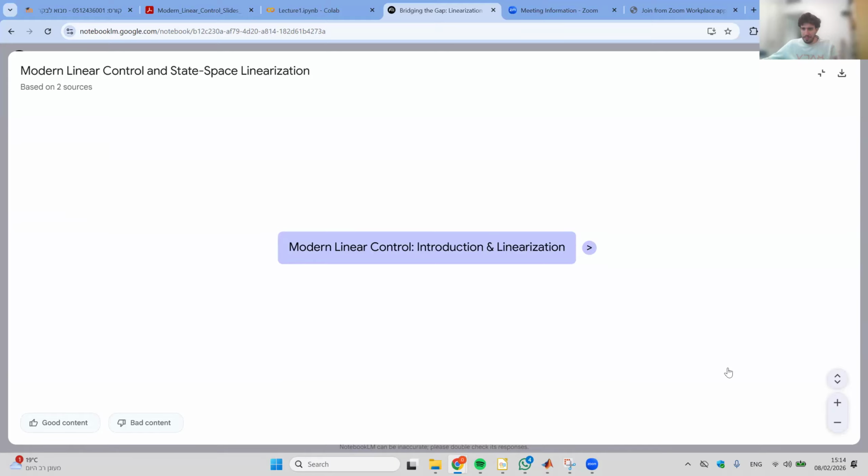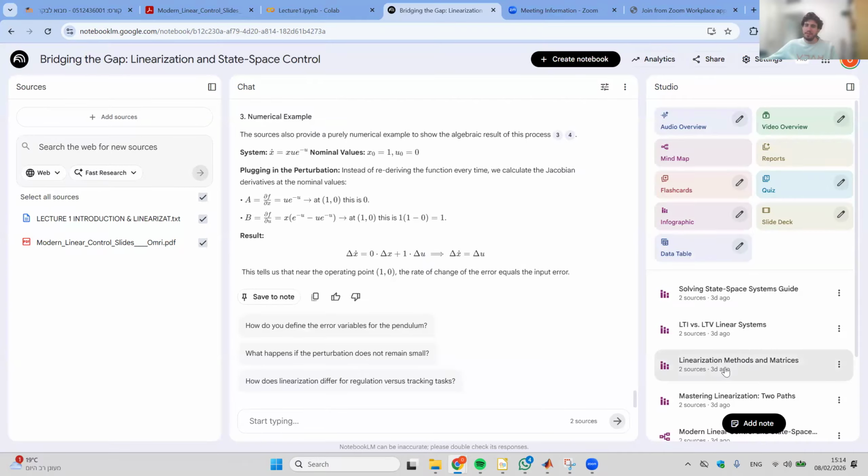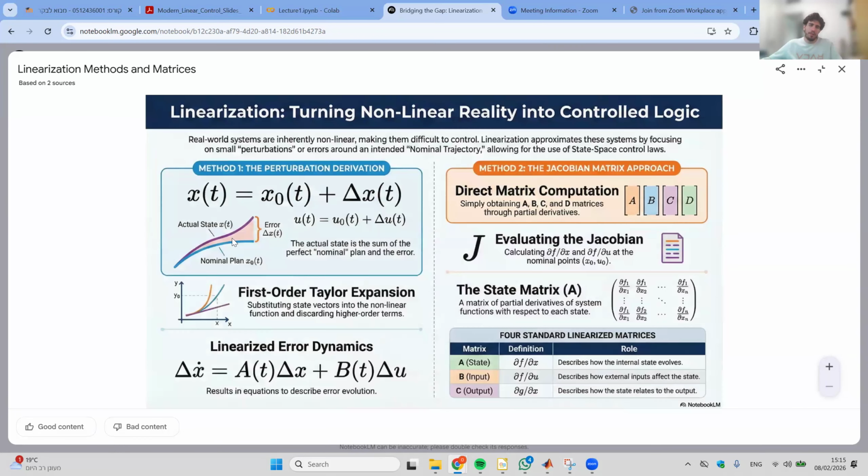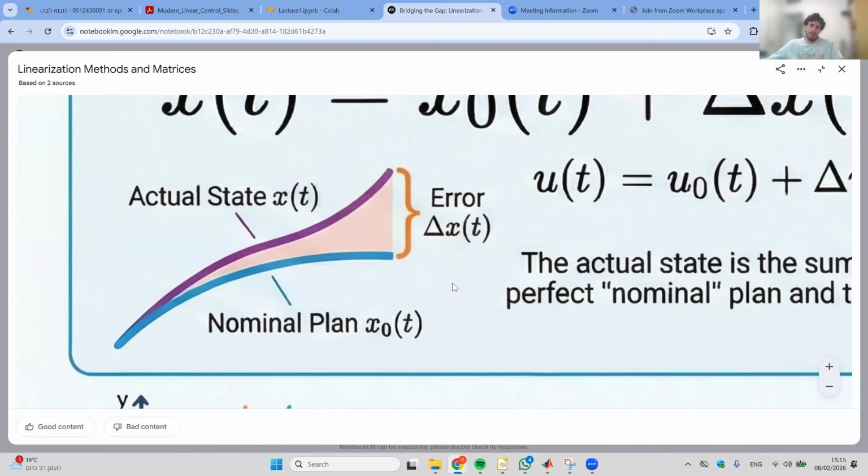let's go into some nice infographics. So first of all, let's speak about linearization. What's the point of linearization first of all? The point here is that every time we are planning a control system, we have a nominal plan. The nominal plan is the trajectory we would like the system to behave like. So let's say we are planning the movement of a drone in space. We want it to go over some curve, some trajectory, and that's the nominal plan.